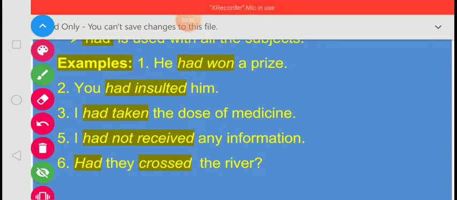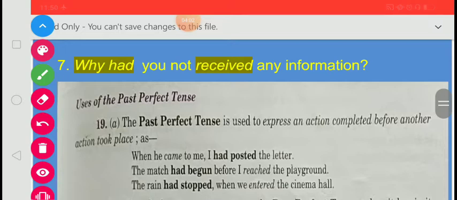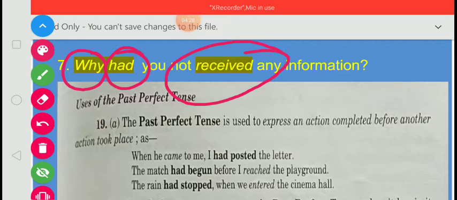Why had you not received any information? In this sentence, this is a WH type question, so we start such sentences with a WH word, why, when, how, then the helping verb. In present perfect tense we use the helping verb has, have, and in past perfect tense we use the helping verb had and the past participle form of the verb, that is the third form of the verb.